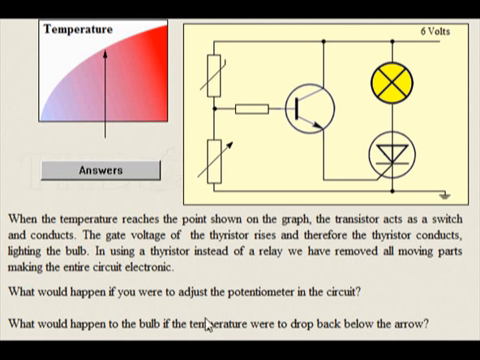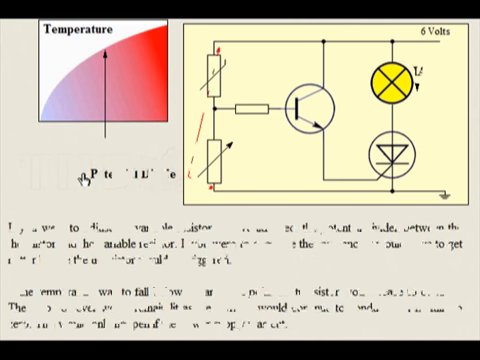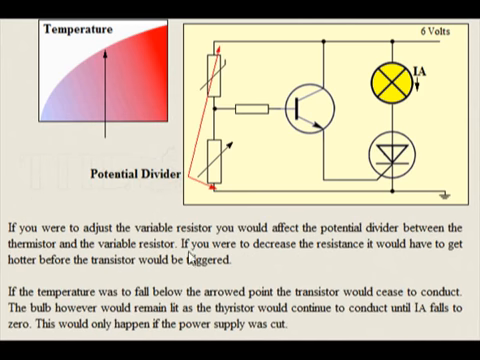What would happen if you were to adjust the potentiometer in the circuit? What would happen to the bulb if the temperature were to drop back below the arrow? If you were to adjust the variable resistor, you would affect the potential divider between the thermistor and the variable resistor. If you were to decrease the resistance, it would have to get hotter before the transistor would be triggered.